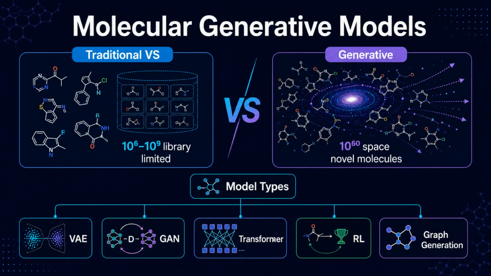Now let's explore molecular generative models. Traditional virtual screening selects from existing compound libraries, but cannot discover compounds not in the library. Generative models directly generate novel molecules, freely exploring the vast chemical space, and can design molecules with desired properties. Main types are VAE, GAN, transformer, and reinforcement learning.